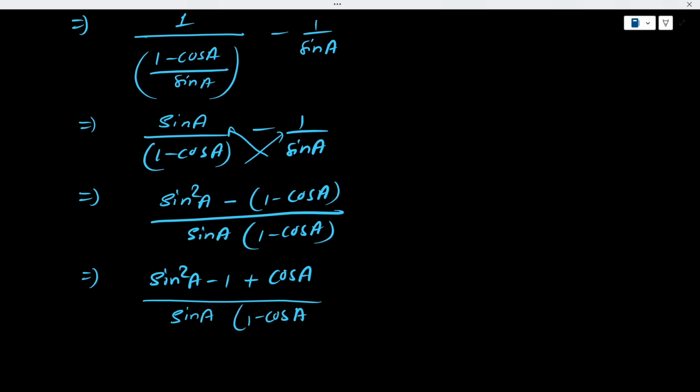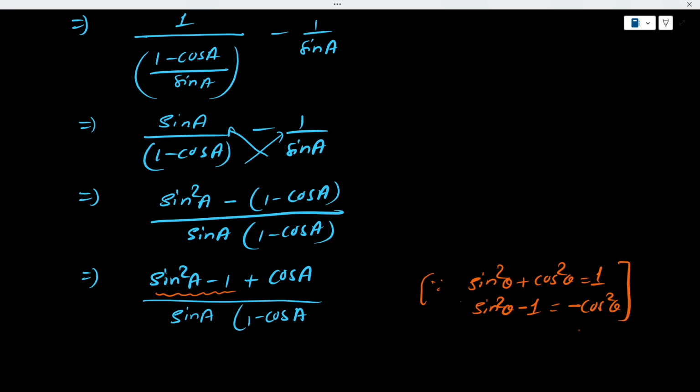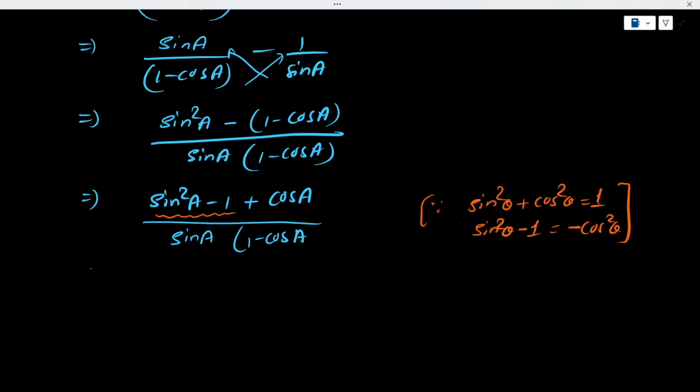Now how to do the further simplification here? You know that sin²A minus 1. What do I get here? If I take these two terms, you know the identity is sin²θ plus cos²θ is 1. And I need here sin²θ minus 1, so it will become minus cos²θ. So in place of sin²A minus 1, I can write down here minus cos²A plus cos A, right, by sin A times 1 minus cos A.